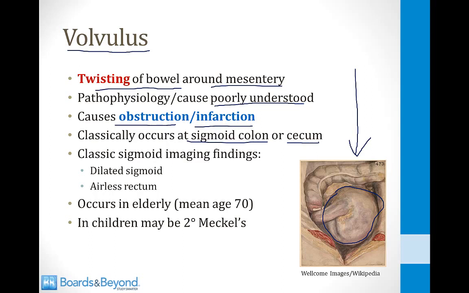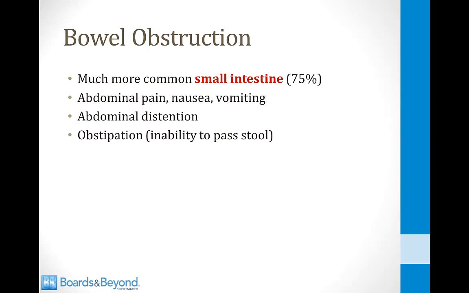If it occurs at the sigmoid colon, there are some classic imaging findings you should know about. First is obviously a dilated sigmoid, and the second is an airless rectum. This is because air cannot get beyond the volvulus and get into the rectum. It generally occurs in the elderly. The mean age of volvulus is 70, and in children it can sometimes occur secondary to a Meckel's diverticulum, just like intussusception.